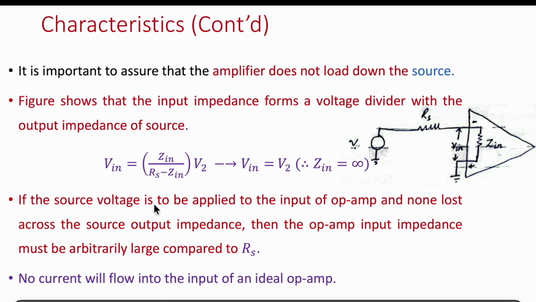If the source voltage is applied to the input of the op-amp and none is lost across the source output impedance, then the op-amp input impedance must be arbitrarily large compared to the source impedance. So it means that no current will flow into the input of an ideal op-amp.